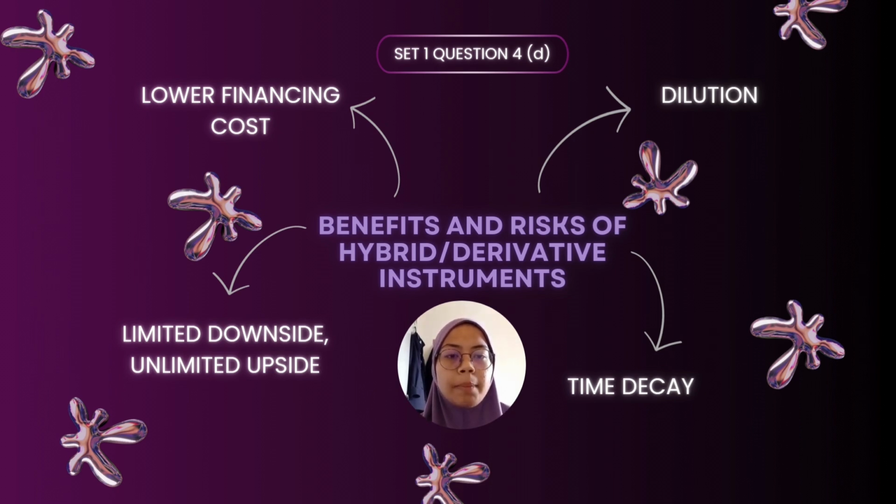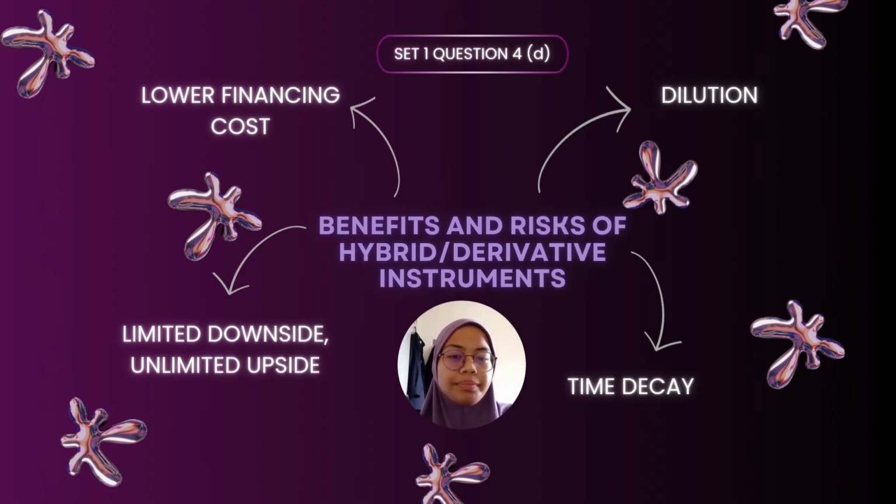But for the risk, the issuer, Emerald Berhad, will have to incur the potential risk of dilution. If the stock price increases and everyone converts to shares, the company must issue many new shares, which will reduce the EPS, the earnings per share, for existing owners. And for the investor, the risk is time decay because, unlike holding a stock, this instrument expires. If the share price doesn't move before the expiry date, the entire investment value can drop to zero.